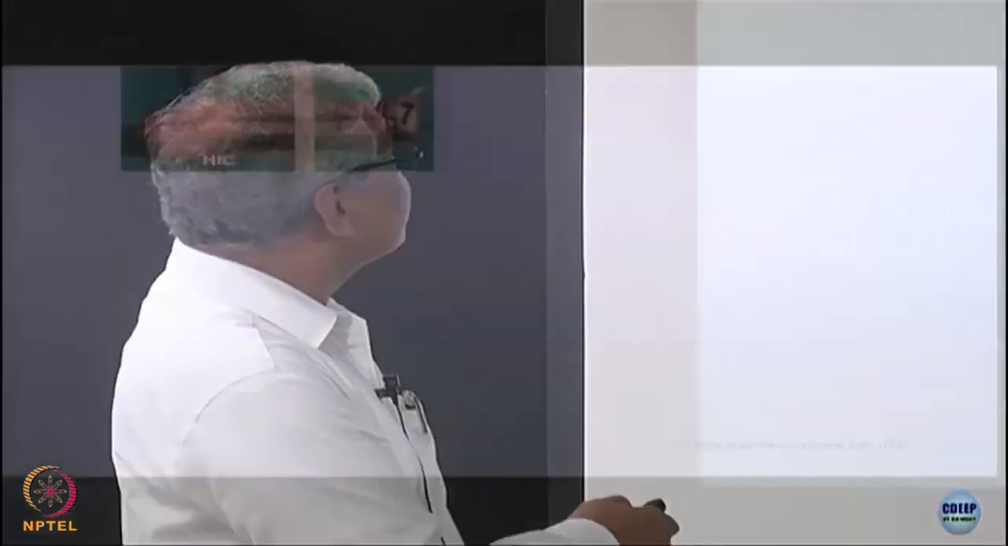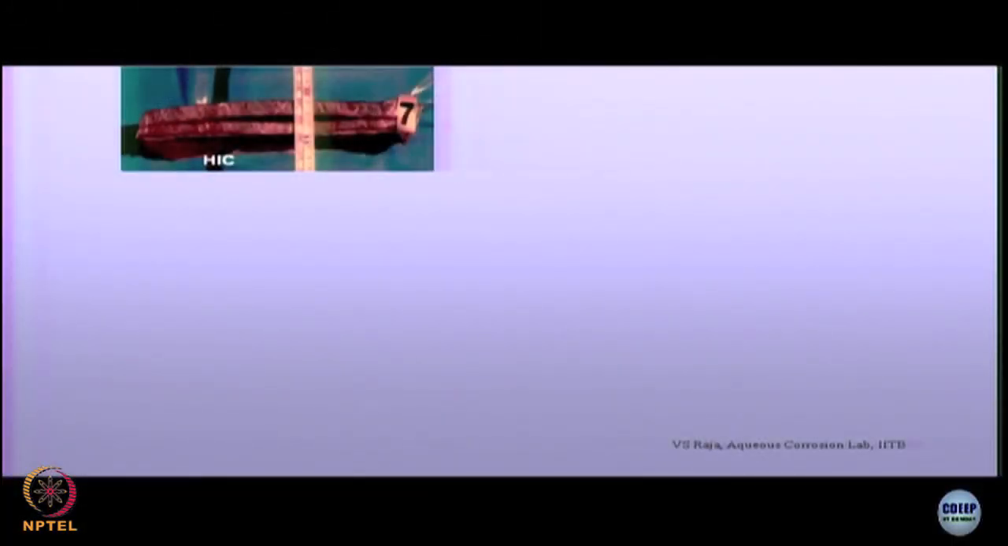And failures are different. Some examples of mechanisms are given, and not all of them. We've seen this before. It's called hydrogen induced cracking. Hydrogen gets into the material, then builds pressure and cracks. This is called stress corrosion cracking. When you apply a stress and you have an environment, it cracks. You know how it cracks, it's brittle.